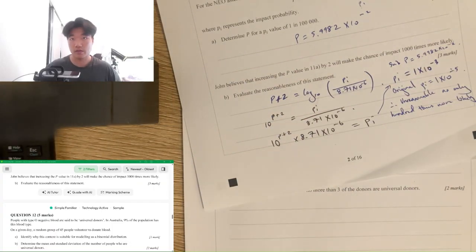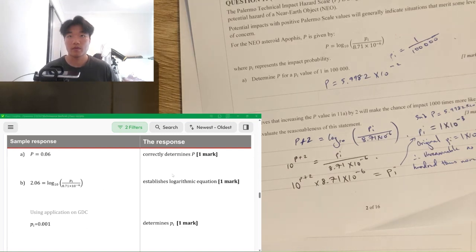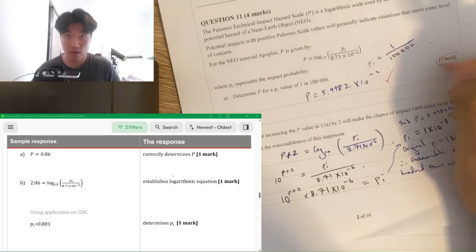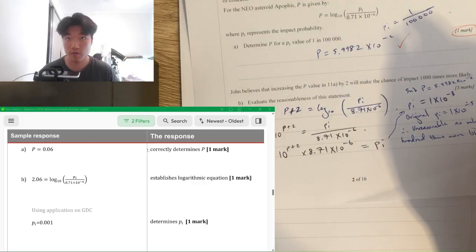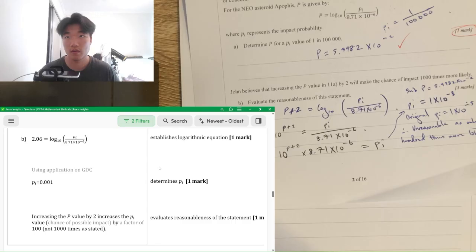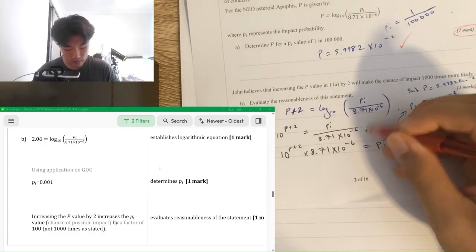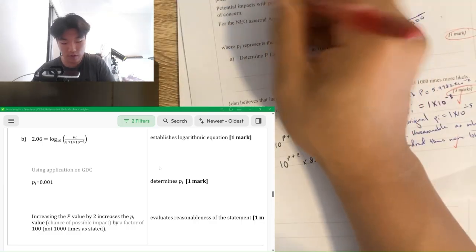Okay, let's check the marking scheme. You have 0.06, which is essentially the same thing. So one a bit more precision from my answer, but yeah, it's acceptable. Okay, establishes logarithmic equation. I basically did that, and then I got this, which is in scientific notation, and then I basically said that it's 100 times more likely. I'll give myself full marks for that.